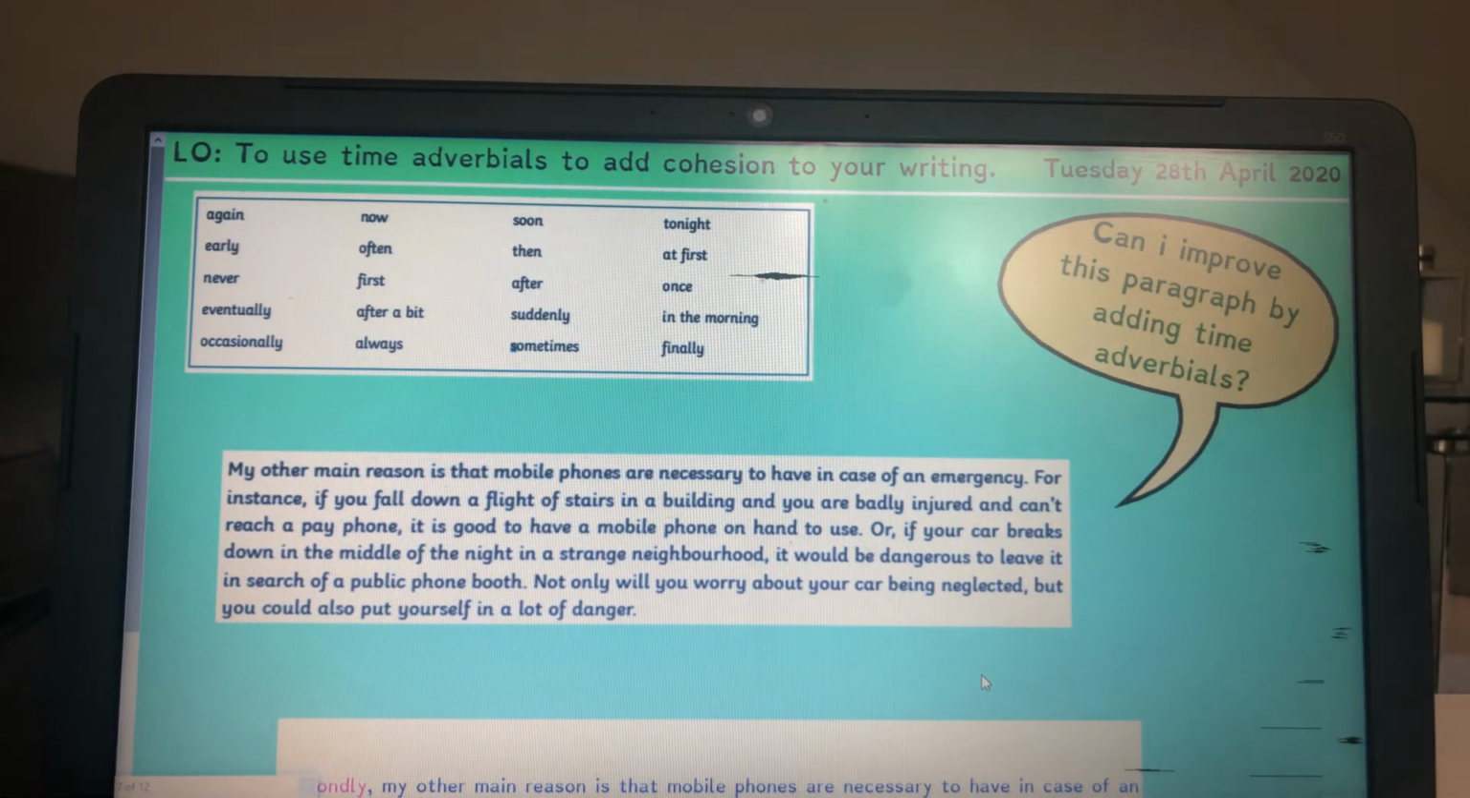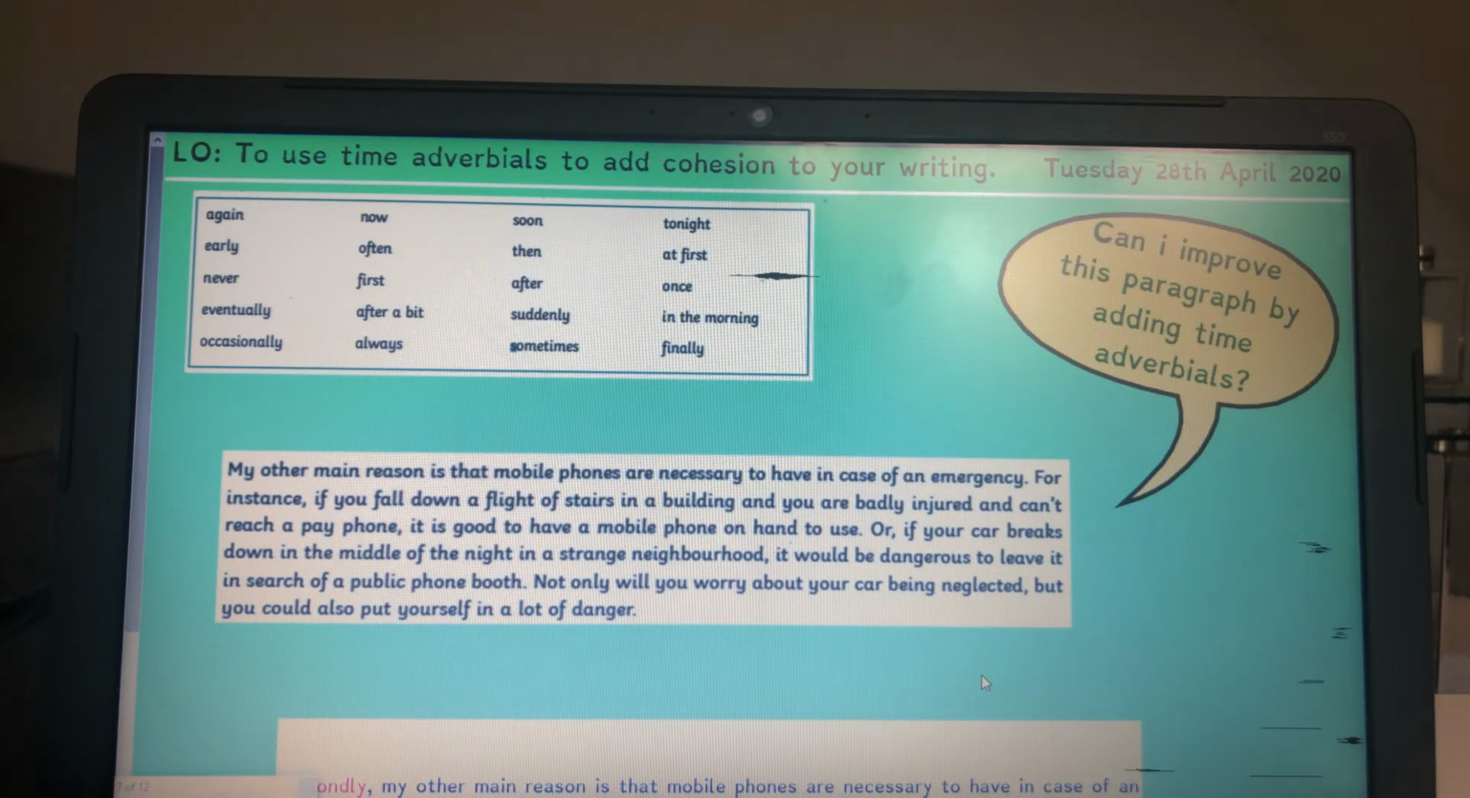My other main reason is that mobile phones are necessary to have in case of an emergency. For instance, if you fall down a flight of stairs in a building and you are badly injured and can't reach a payphone, it is good to have a mobile phone on hand to use. Or, if your car breaks down in the middle of the night in a strange neighbourhood, it would be dangerous to leave it in search of a public phone booth. Not only will you worry about your car being neglected, but you could also put yourself in a lot of danger. That's quite a good paragraph.